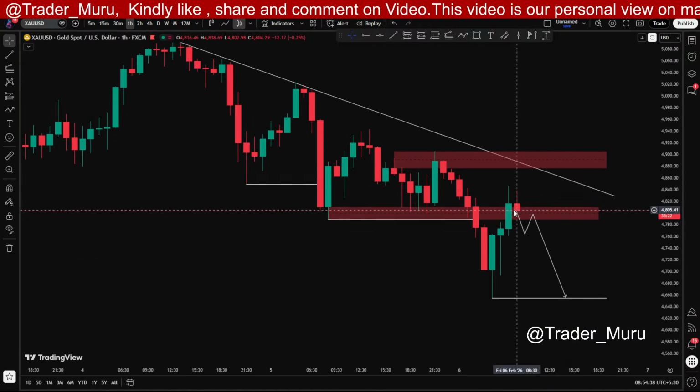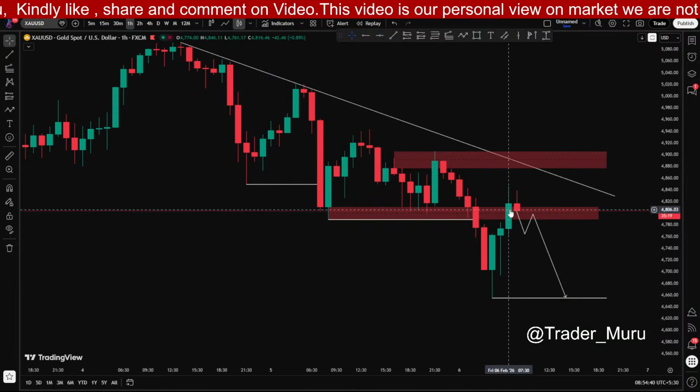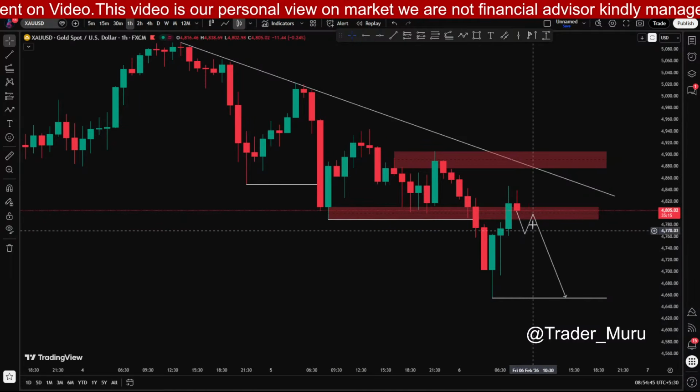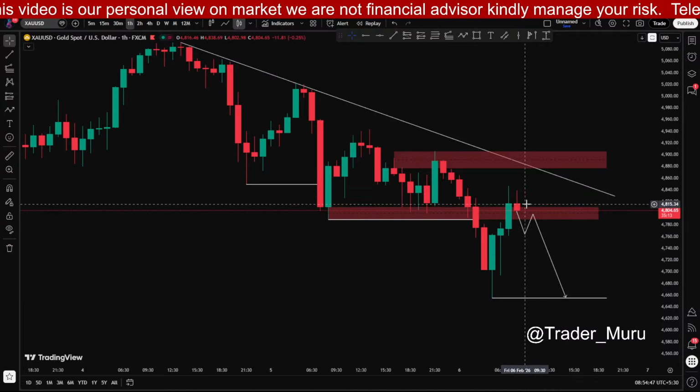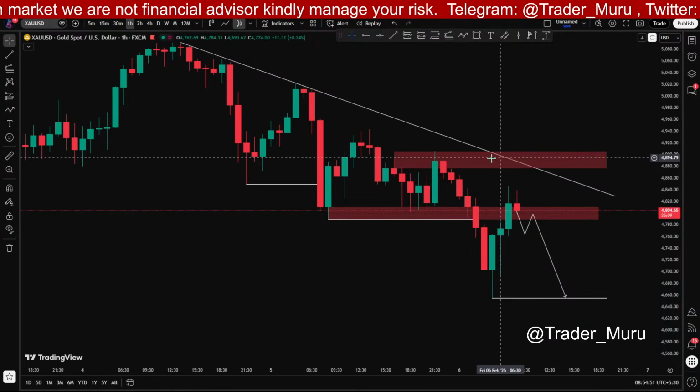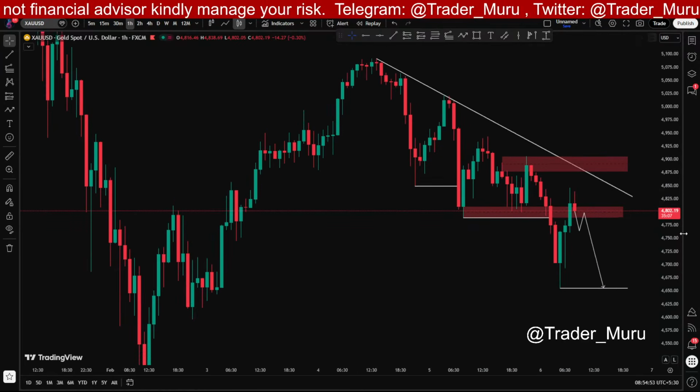So we will watch here closing. Again, the 1 hour close below this red zone, it will be back bearish as price is likely to test this trend line and this supply area. After that it can again drop.